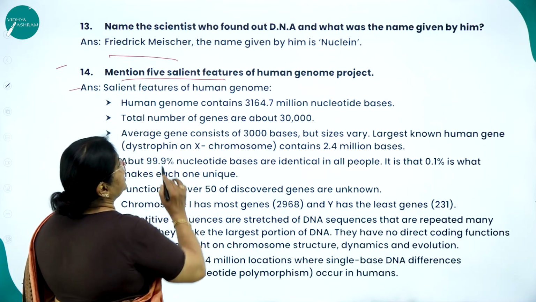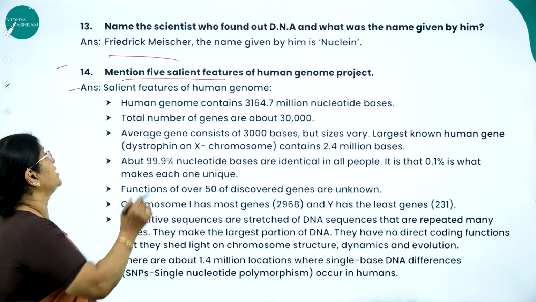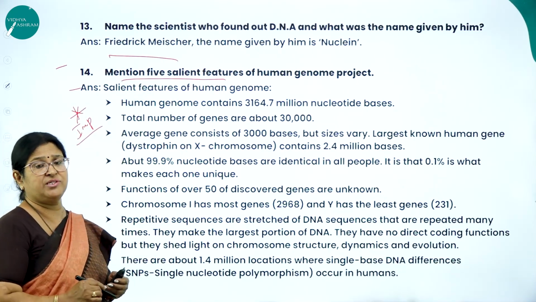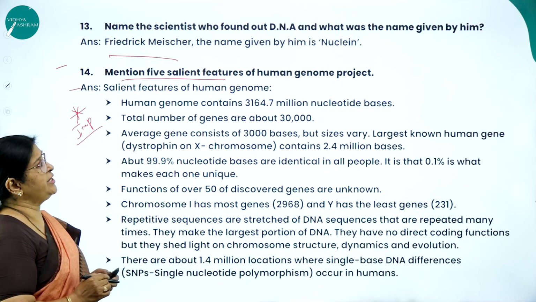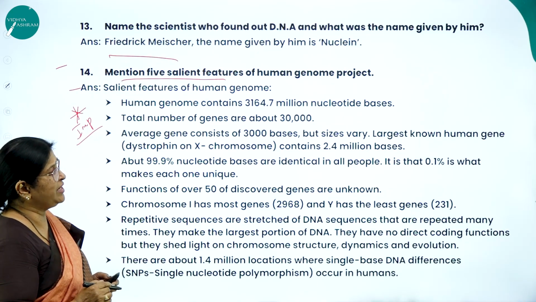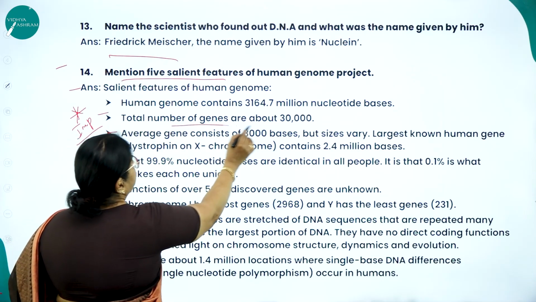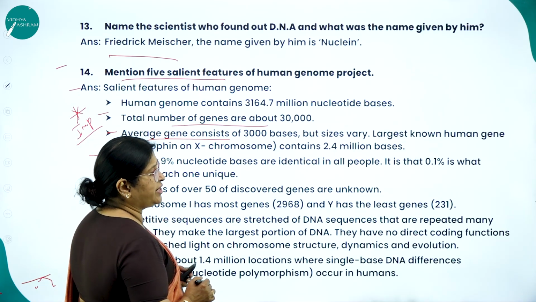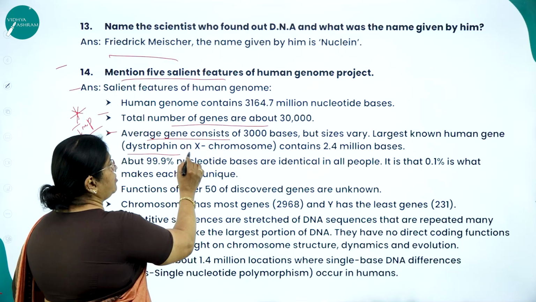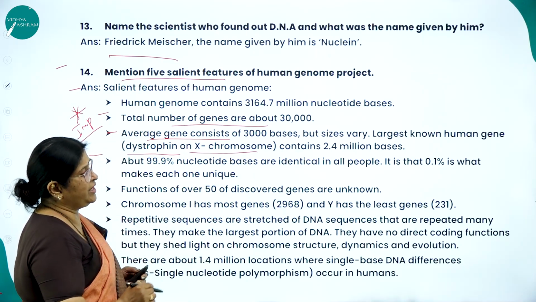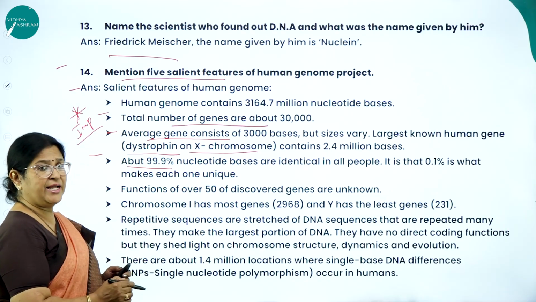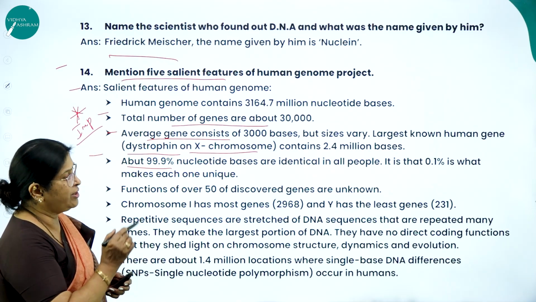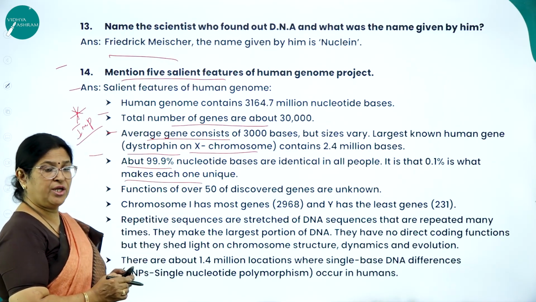Next, mention 5 salient features of HGP, that is Human Genome Project. This is also very important from the examination point of view. Usually they ask this question in the question paper. Human genome contains what? 3,164.7 million nucleotide bases. Total number of genes is about 30,000. Average gene consists of 3,000 bases, but sizes vary. Largest known human gene, dystrophin on the X chromosome, contains 2.4 million bases, and about 99.9% of nucleotide bases are identical in all people. It is that 0.1% that makes each one unique.